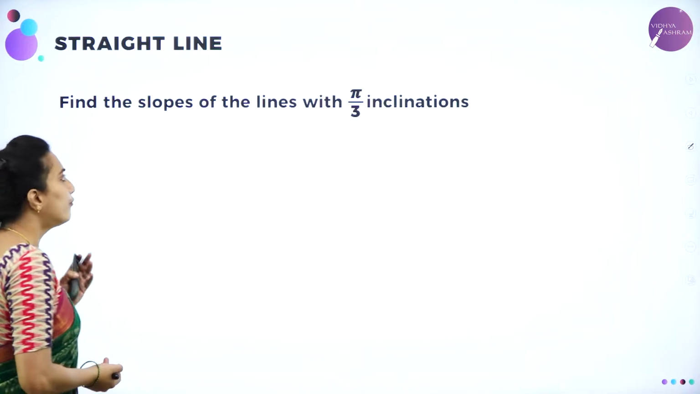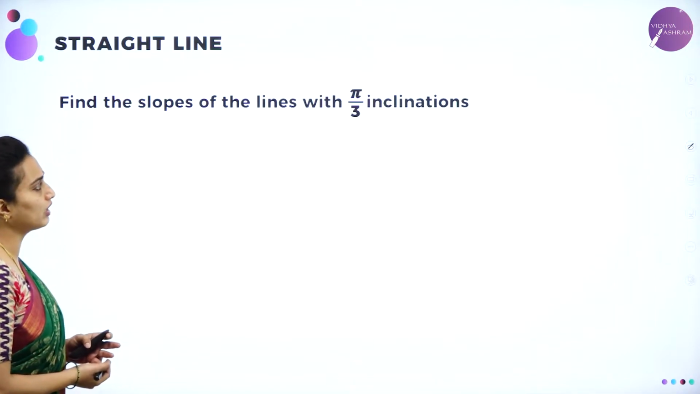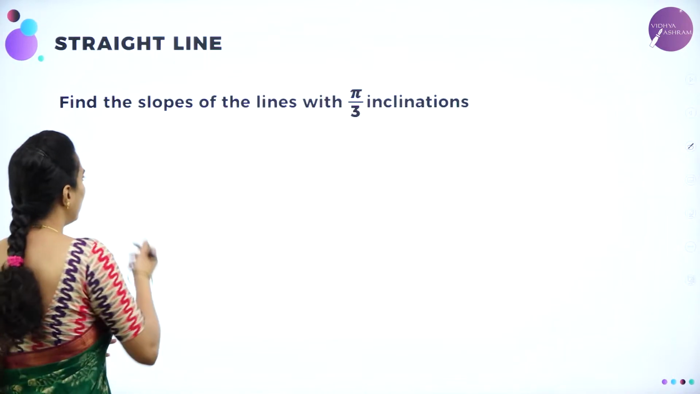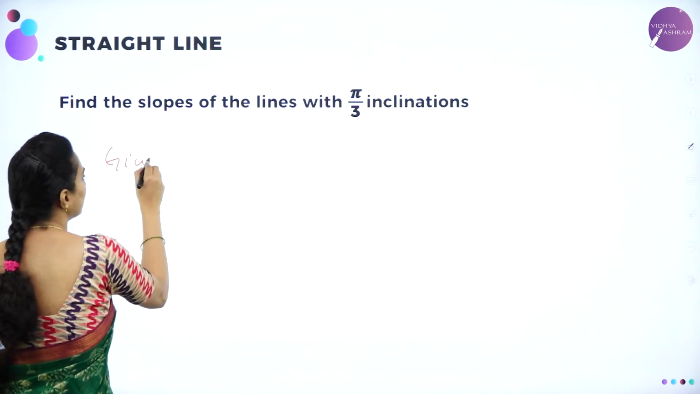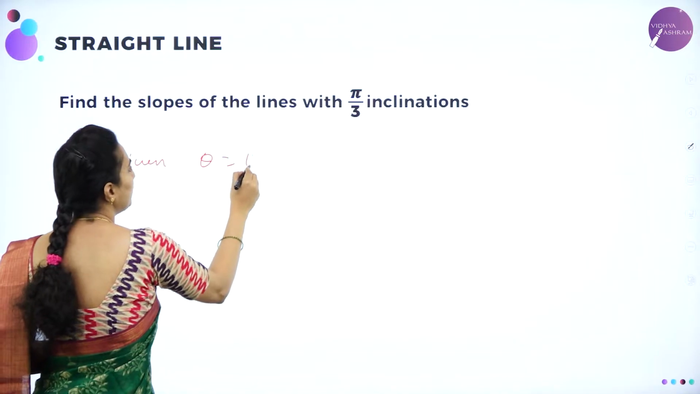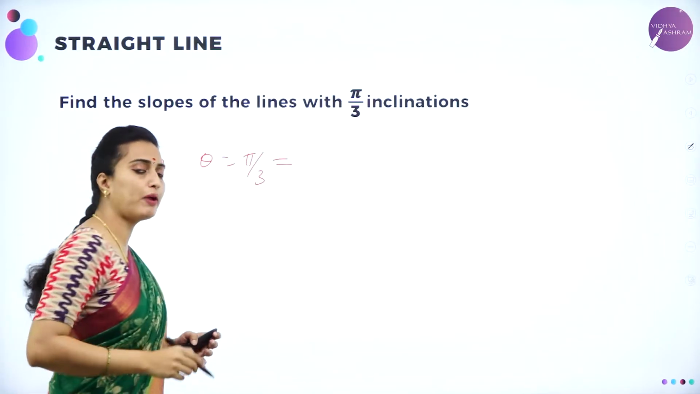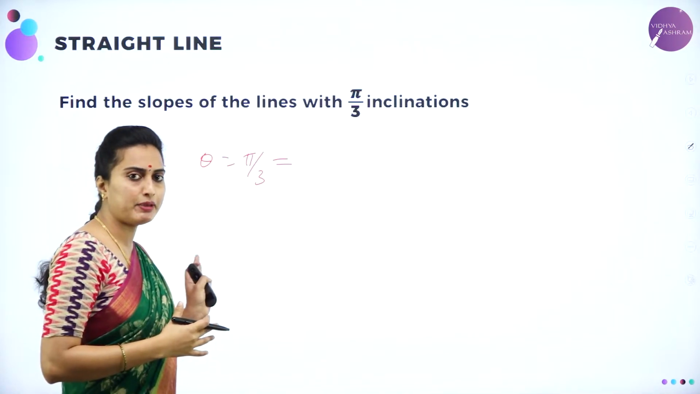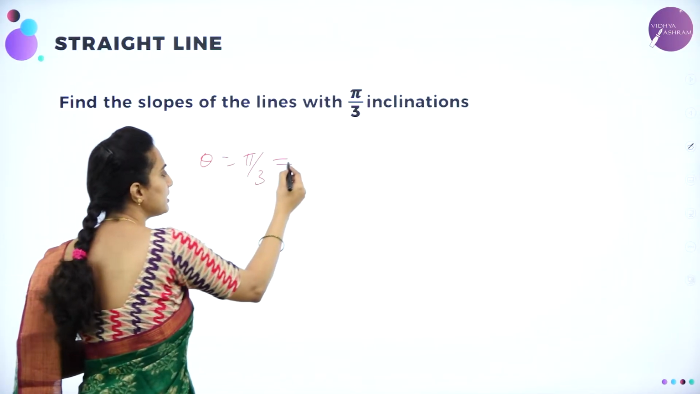What they've asked: find the slope of the line with inclination pi by 3. Inclination means what? Theta. So given theta is equal to pi by 3. If you don't know how to convert pi by 3 into degrees, you can multiply by 180. Pi by 3 into 180 will be is equal to 3 ones are 3.